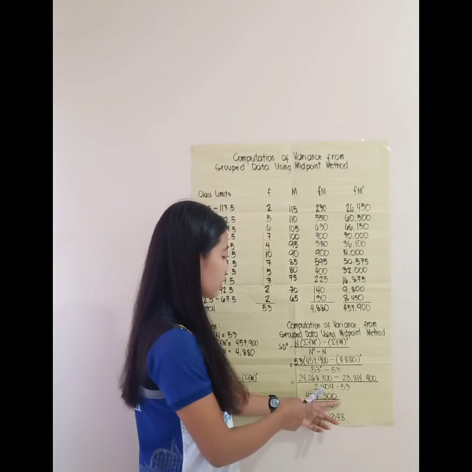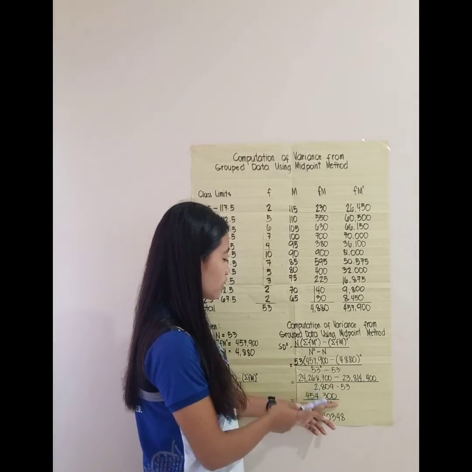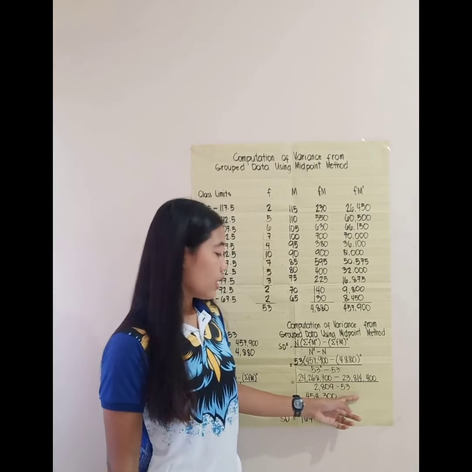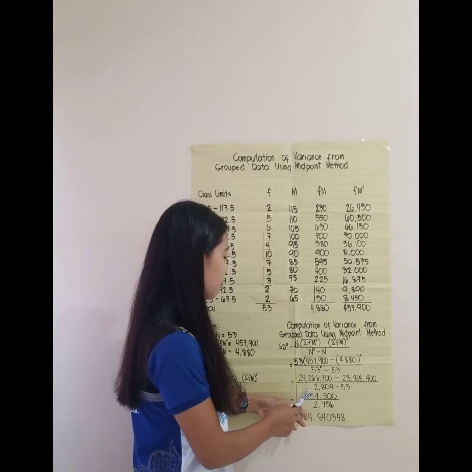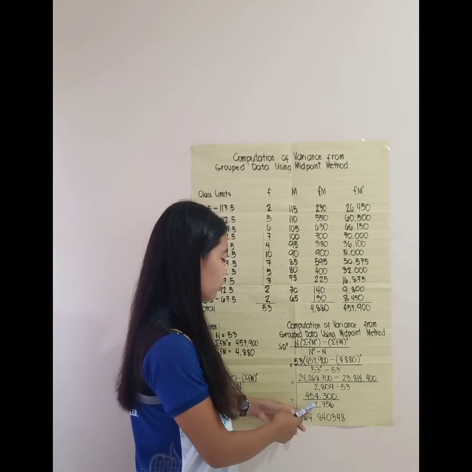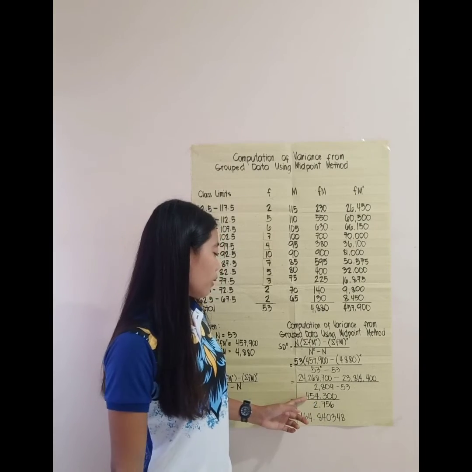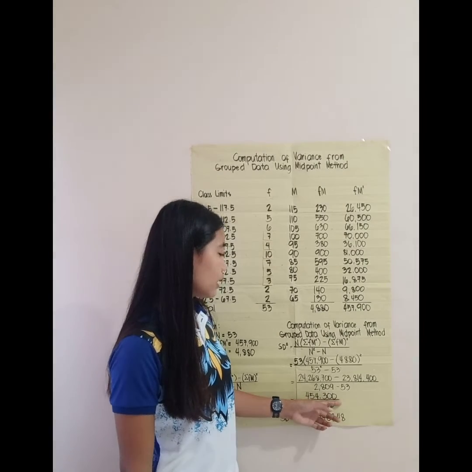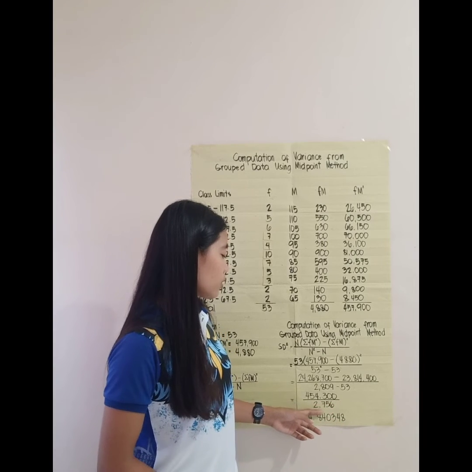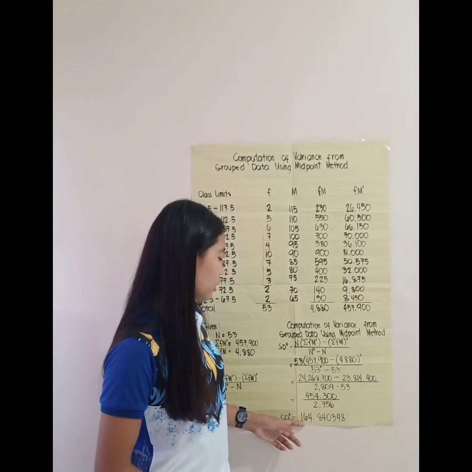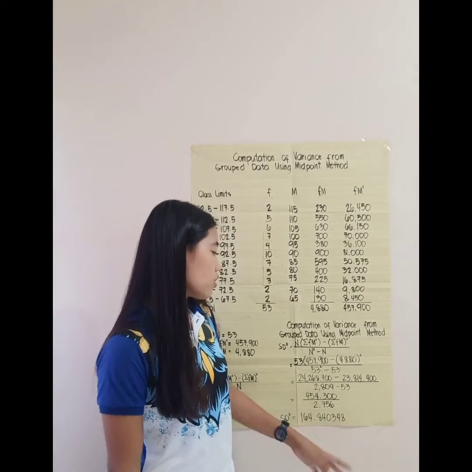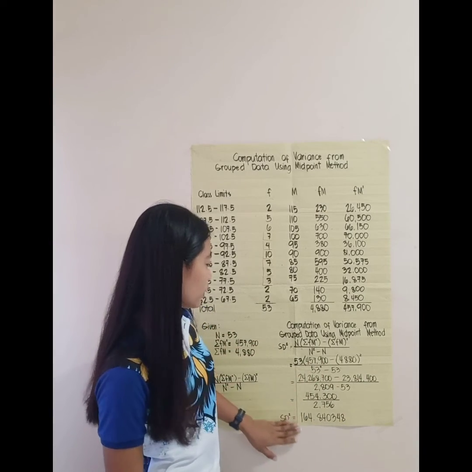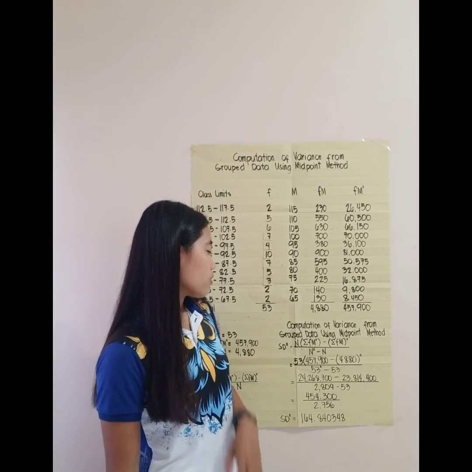Next, let's subtract this. 2,809 minus 53. The result is 2,756. So now let's divide this into this. 454,300 divided by 2,756, the result is 164.840348. So that is the result for our variance from grouped data using the midpoint method.